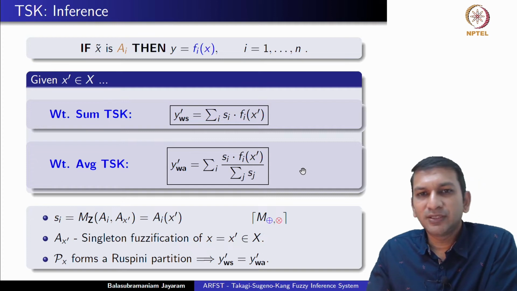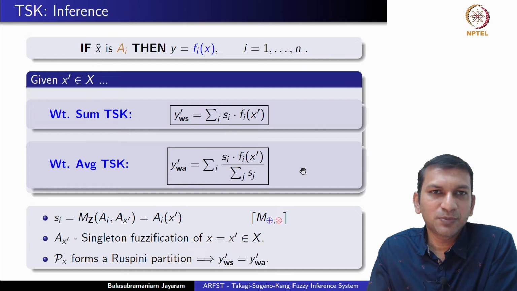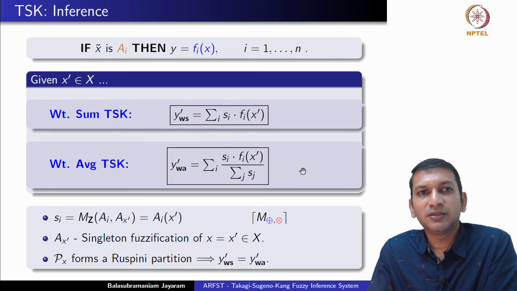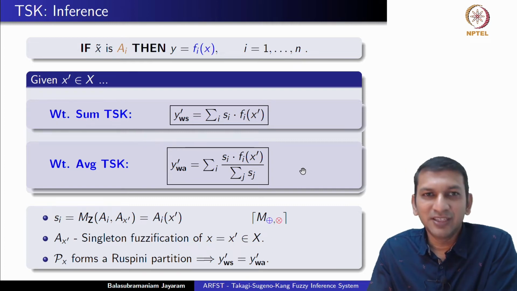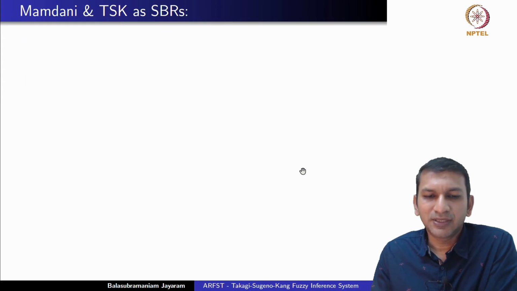So TSK inference is pretty simple. It is classified under SBR because given an input, we are finding the similarity to each of the antecedents. We are modifying the consequents using these similarity values and aggregating them. But can we really see it as an SBR? Well, in some sense, yes.